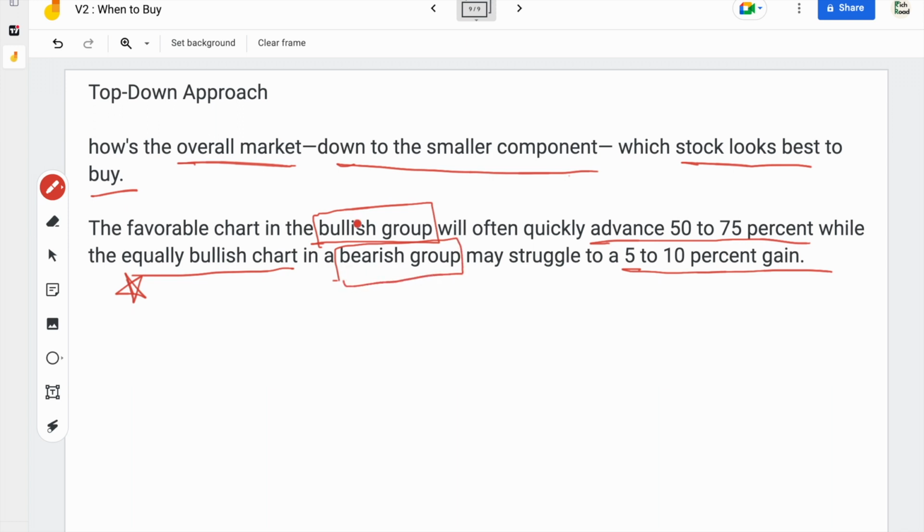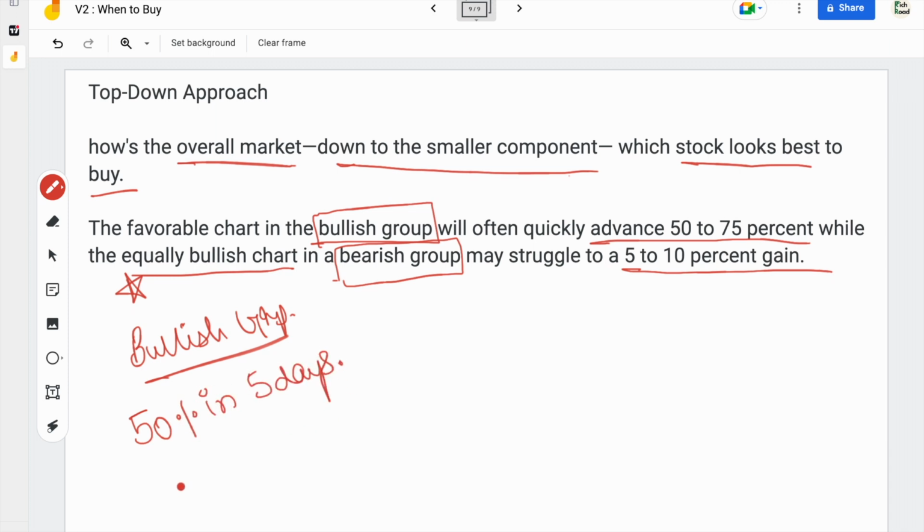But what I'm trying to say here is, even in a bullish group, let's use the word bullish group, you will have stocks which have the exact same setup. Everything is exact. But one will move 50% in 5 days, while one will move 5% in 20 days. This also happens within a bullish group. And this is exactly the idea he's trying to give you from this written line here. That an equally bullish group can have very different kinds of moves in different stocks with the same setup.